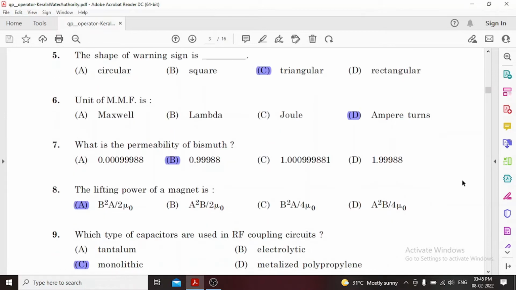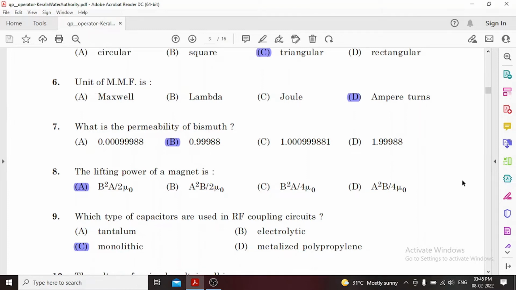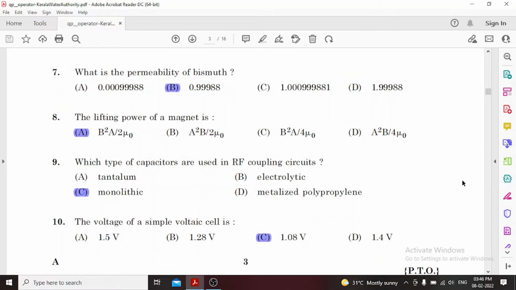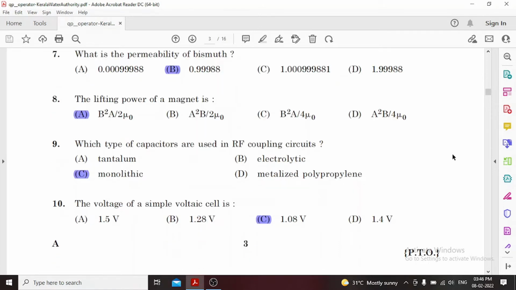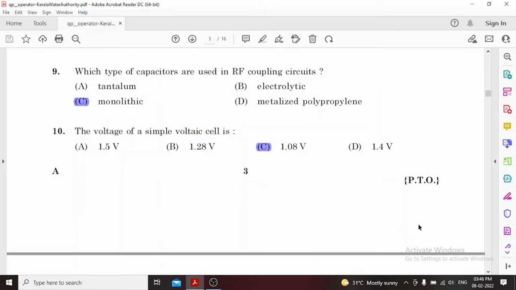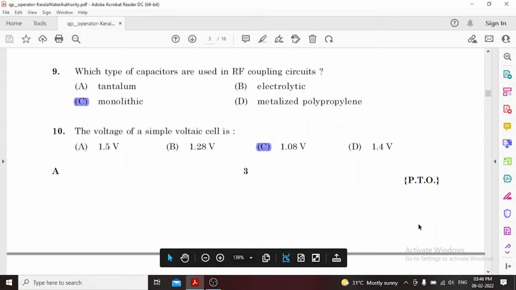Sixth one, unit of mmf, ampere turns. Seventh one, what is the permeability of bismuth? 0.99988. Eighth one, the lifting power of magnet is B square A by 2 mu 0. Ninth one, which type of capacitors are used in RF coupling circuits? Monolithic. 10th one, the voltage of simple voltaic cell is 1.08 volt.